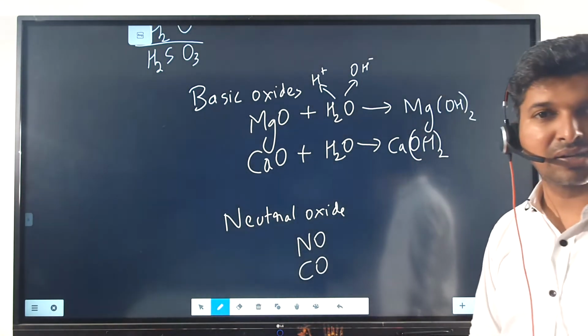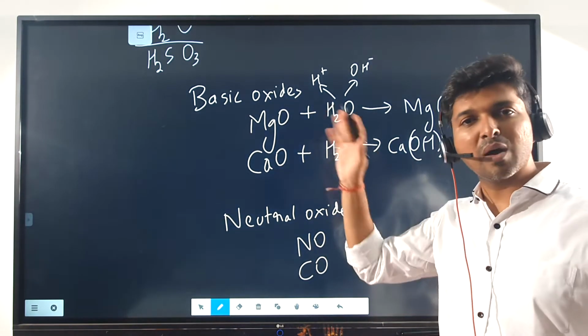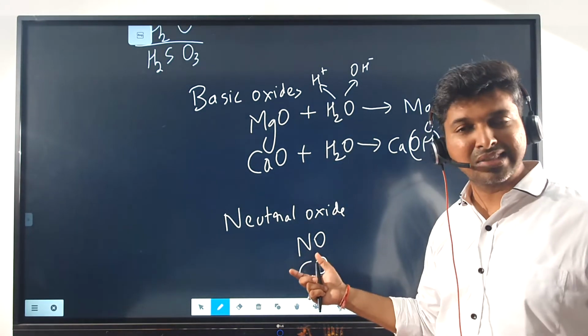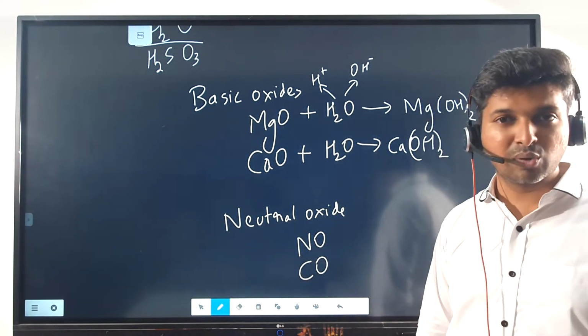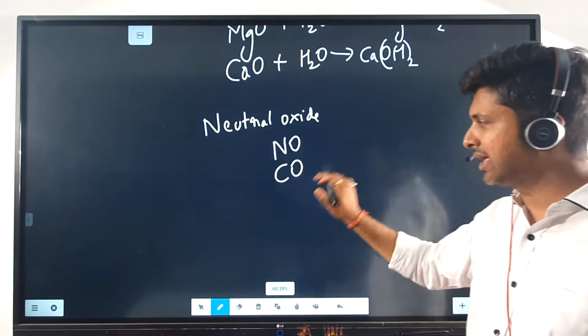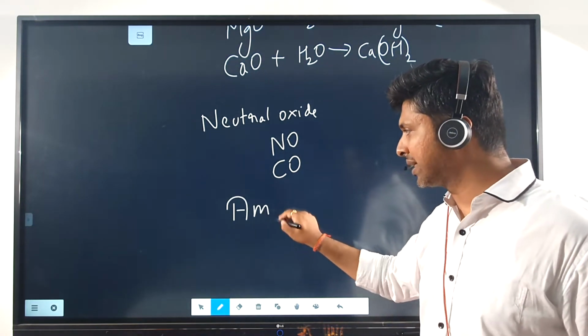These are neutral oxides. Mind you, NO2 was an acidic oxide, CO2 was an acidic oxide, but NO, this is nitric oxide, and CO, that is carbon monoxide, are neutral oxides. So then what is an amphoteric oxide?